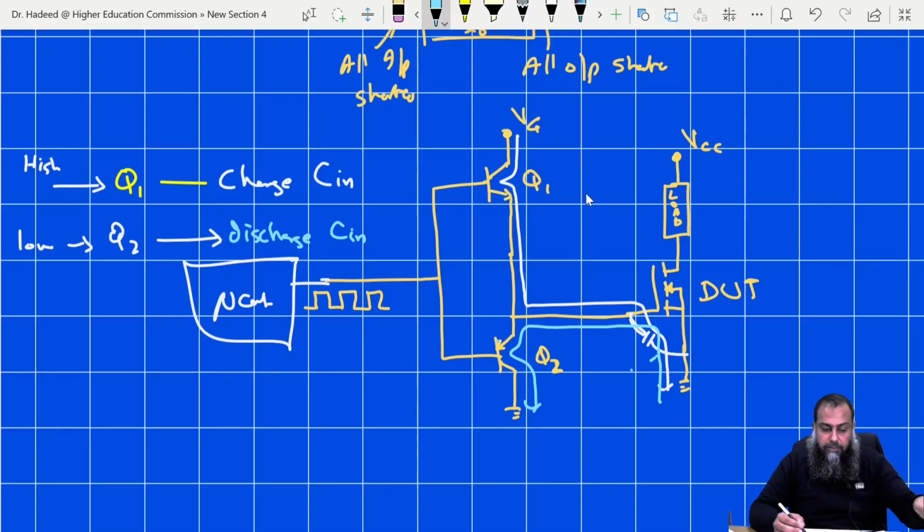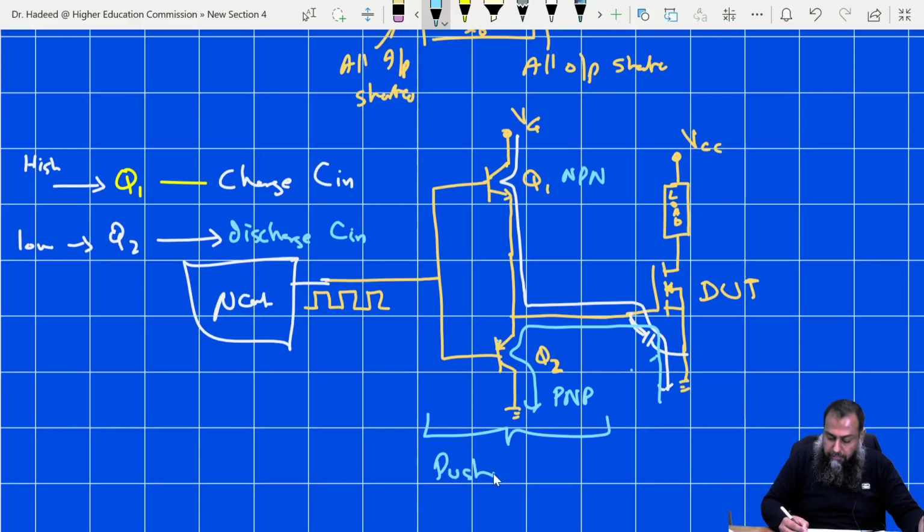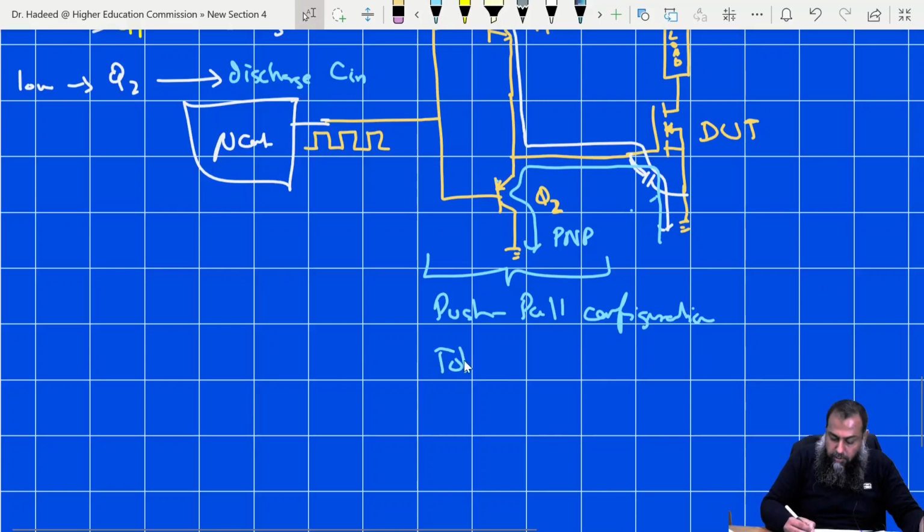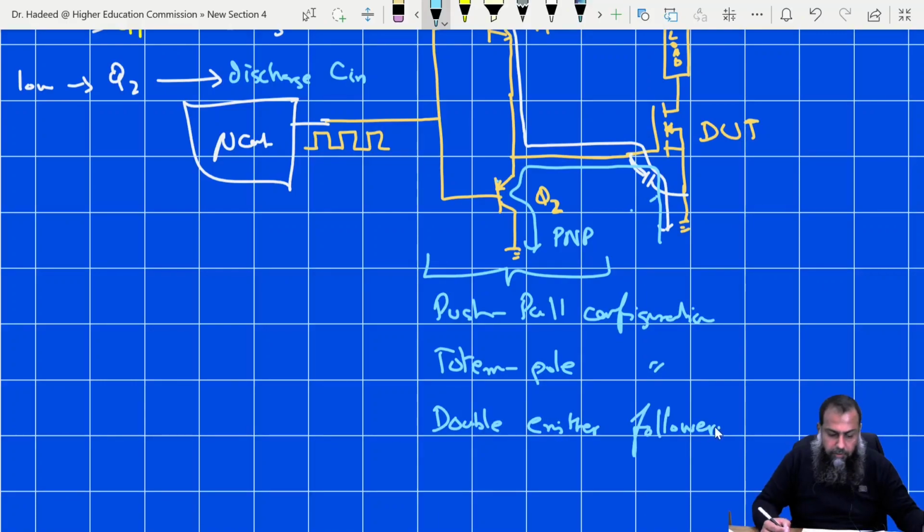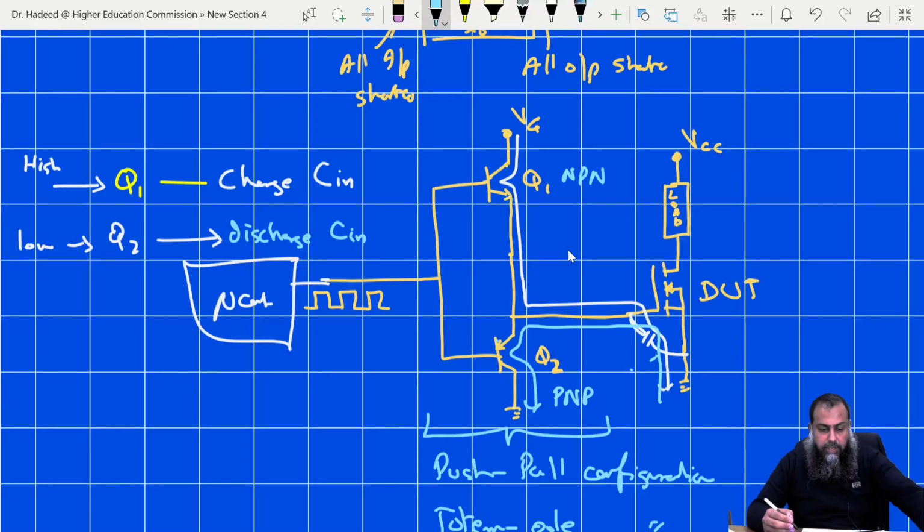So this particular configuration is known as the push-pull configuration as well, because here one transistor, which is the NPN transistor, is pushing the current into the input capacitance, whereas this Q2 is used to pull out the charge, and therefore this configuration is known as the push-pull configuration, or sometimes we call this the totem pole configuration, or sometimes a double emitter follower configuration. So this is for the low side driver of the MOSFET.